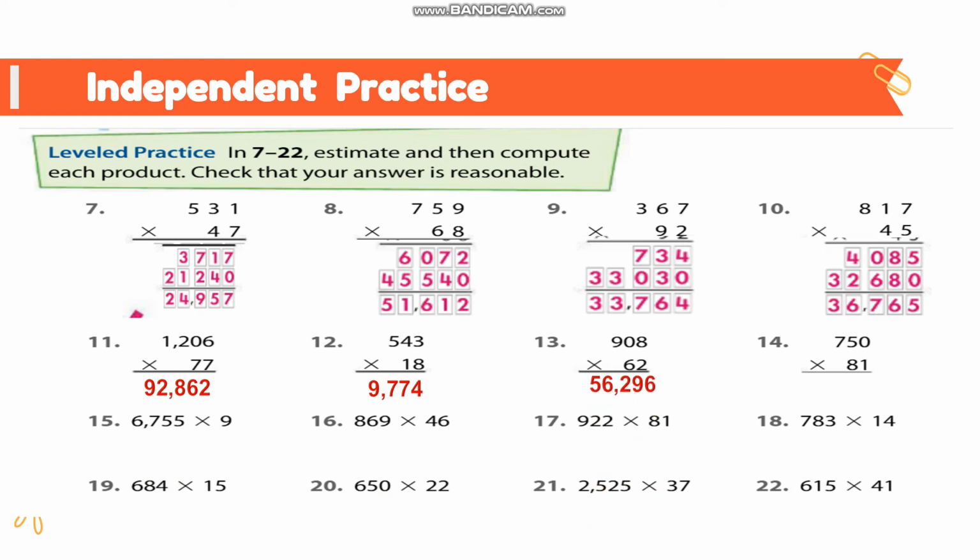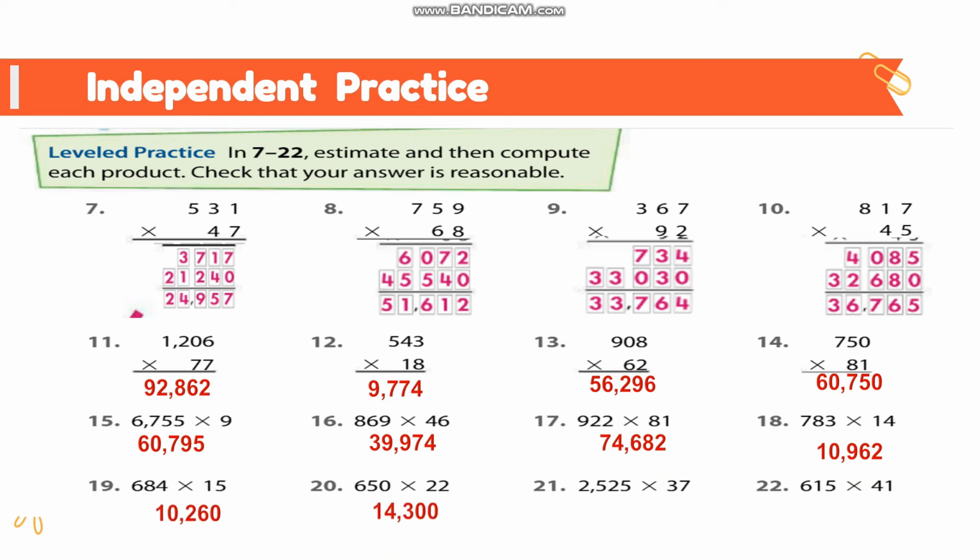Number 12, 9,774. Number 13, 56,296. Number 14, 60,750. Number 15, 60,795. Number 16, 39,974. Number 17, 74,682. Number 18, 10,962. Number 19, 10,260.